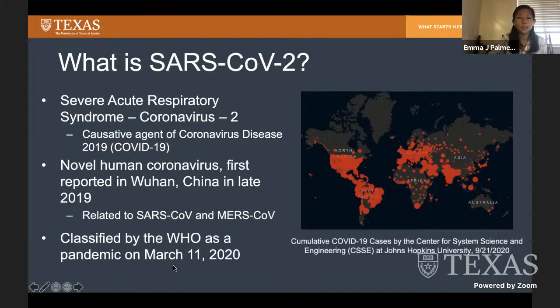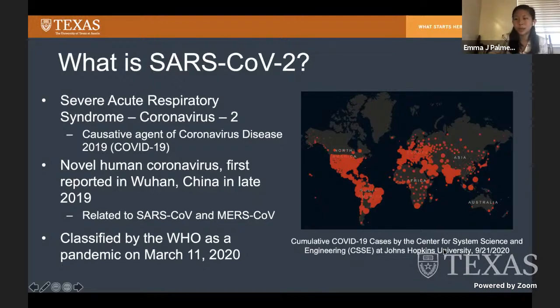So COVID-19 was classified by the World Health Organization as a pandemic on March 11th, which is hard to believe, but that was 6 months ago, and it doesn't seem like it's going away. And so this map on the right here, some of you may have previously seen it, but this is a map tracking the cumulative COVID-19 cases by Johns Hopkins University. And as you can see, it's very widespread, and the US still has a crazy number of cases.